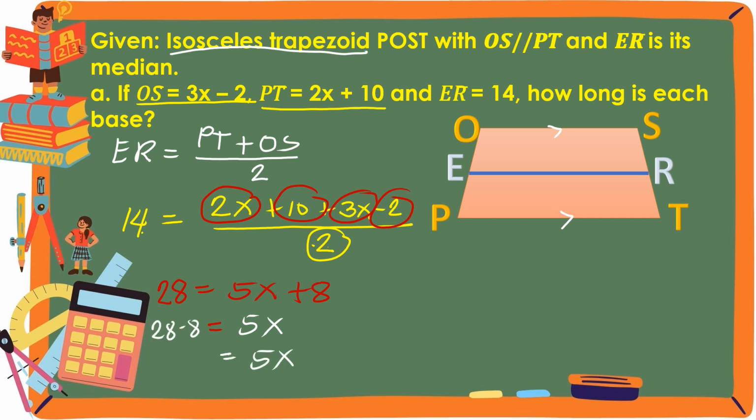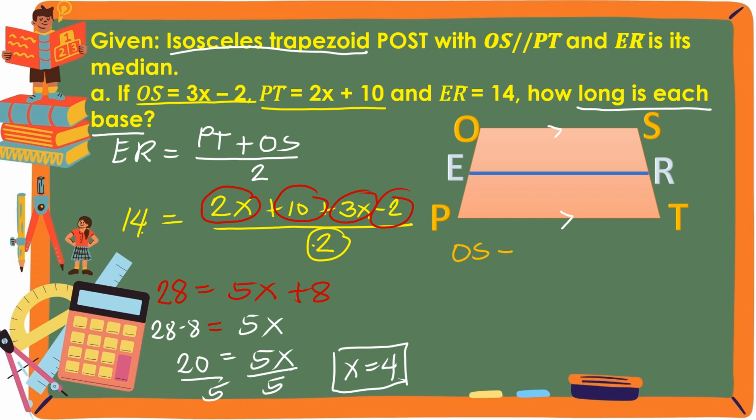5x is equal to 20. Then, divide both sides by 5. So, ang value ng x natin ay 4. But that is just the value of x. We are asked about the length, kung gaano kahaba yung mga bases. So, ano ba yung dalawang base natin dito? Si OS tsaka si PT.